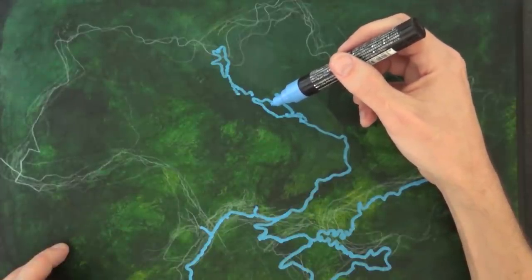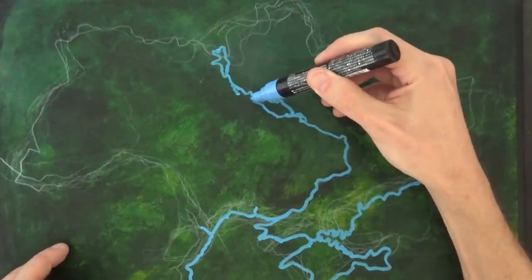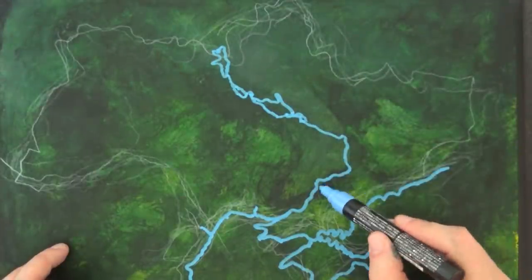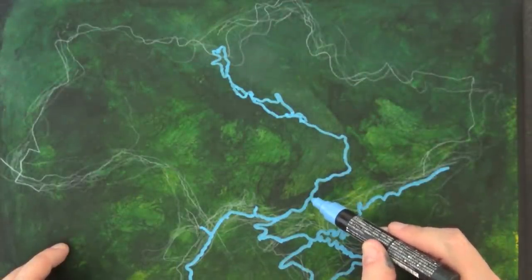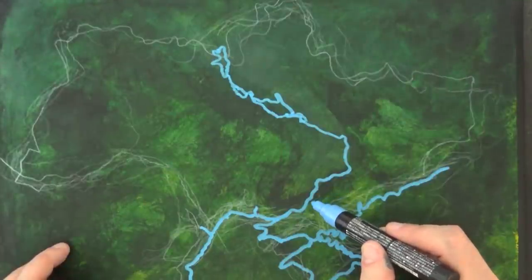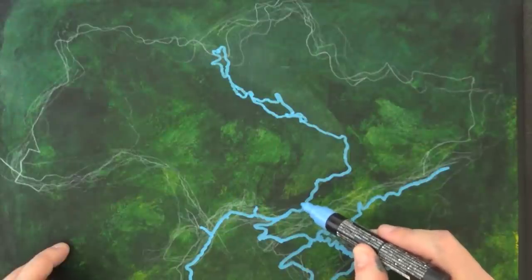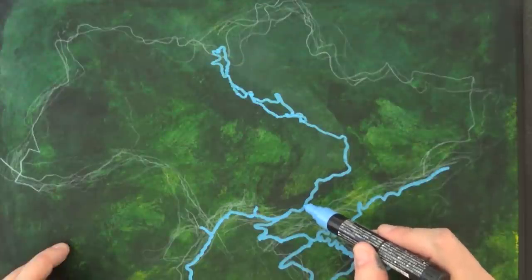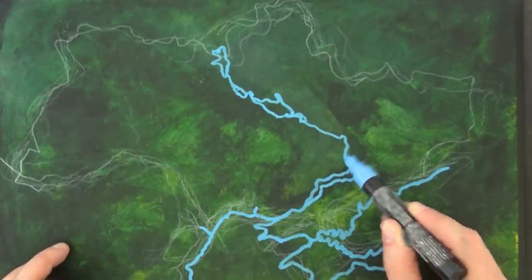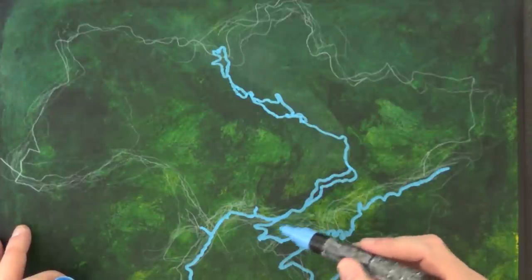A big reservoir, the Kremenchukske reservoir. And this is the, let's see, yeah, Kakhovske reservoir. Kakhovka is a town here somewhere. So, look at this. So that's Dnipro.